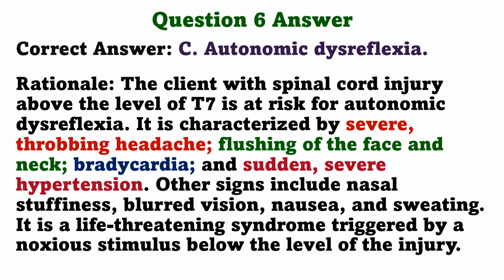The correct answer is C. Autonomic dysreflexia. Rationale: the client with spinal cord injury above the level of T7 is at risk for autonomic dysreflexia. It is characterized by severe, throbbing headache, flushing of the face and neck, bradycardia, and sudden, severe hypertension. Other signs include nasal stuffiness, blurred vision, nausea, and sweating. It is a life-threatening syndrome, triggered by a noxious stimulus below the level of the injury.